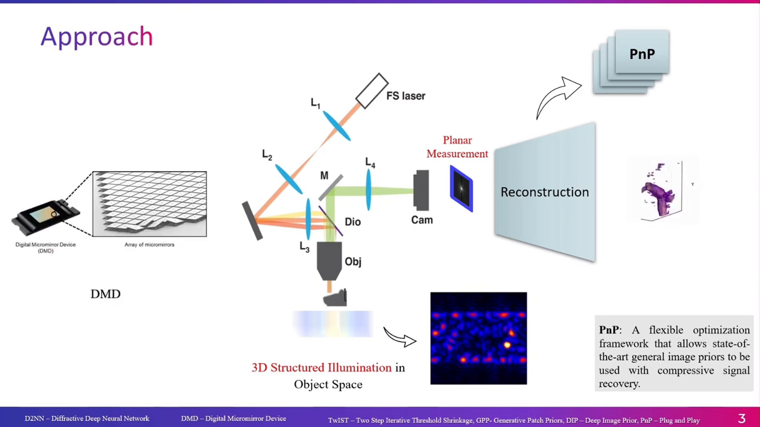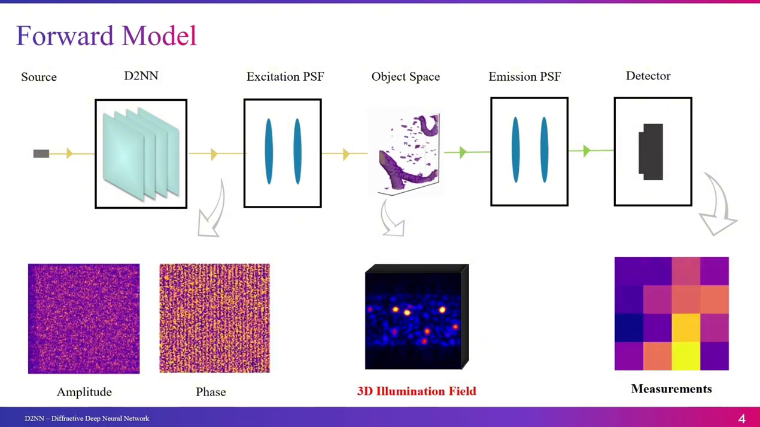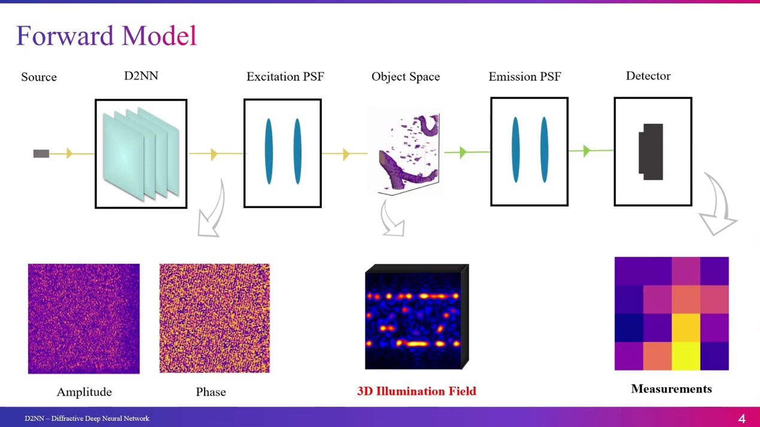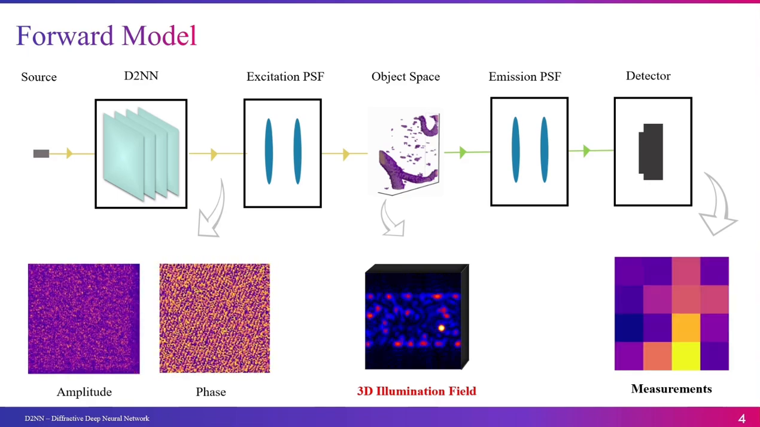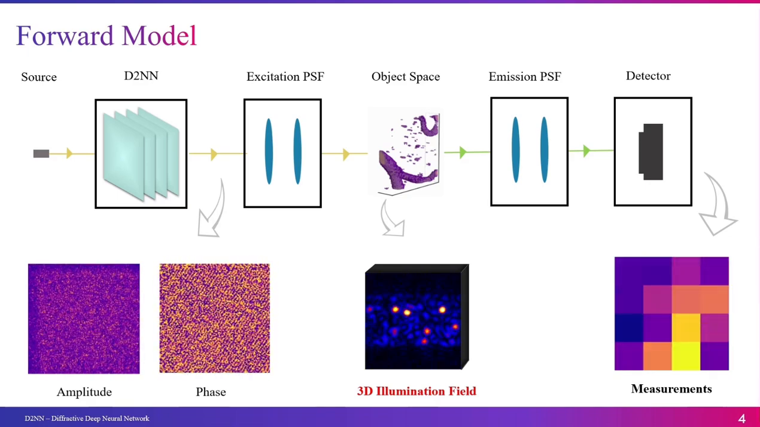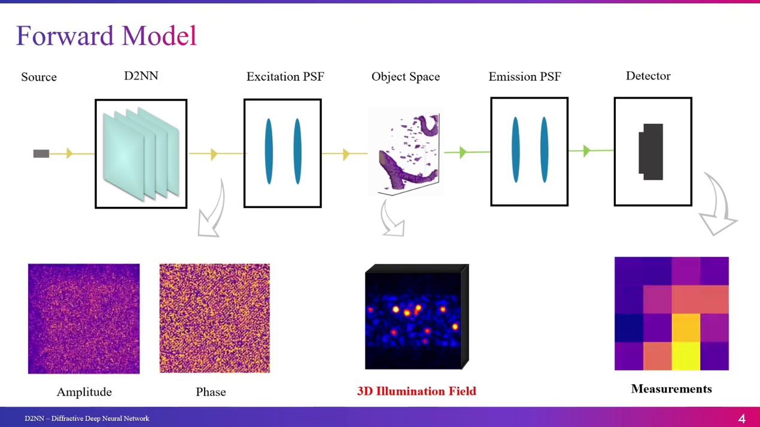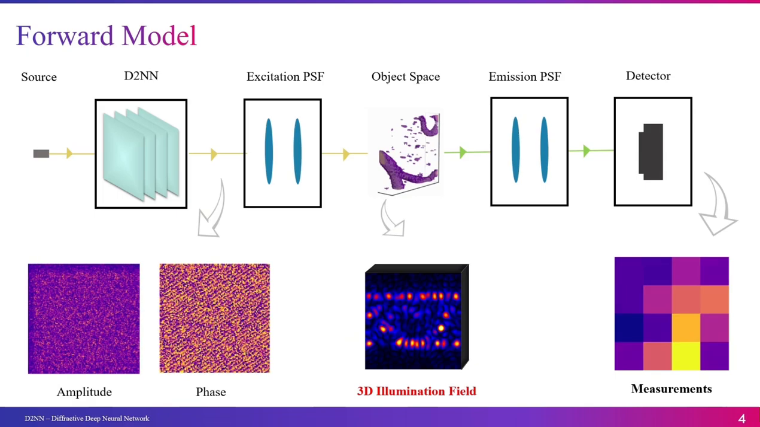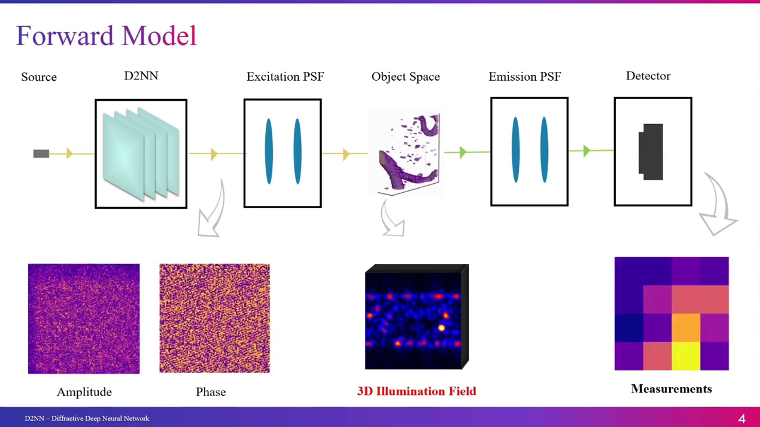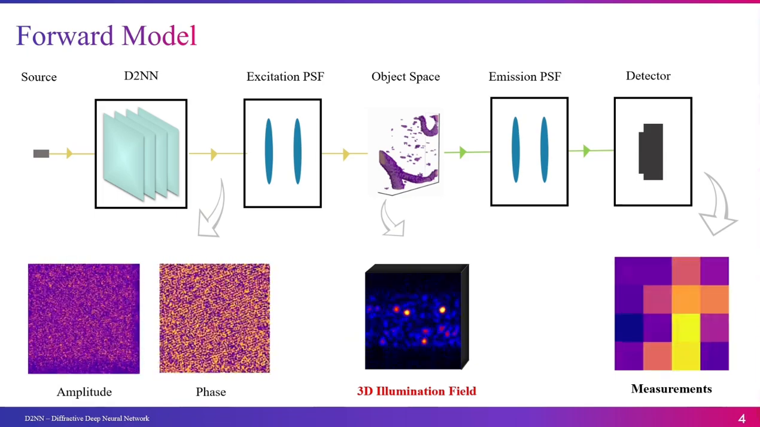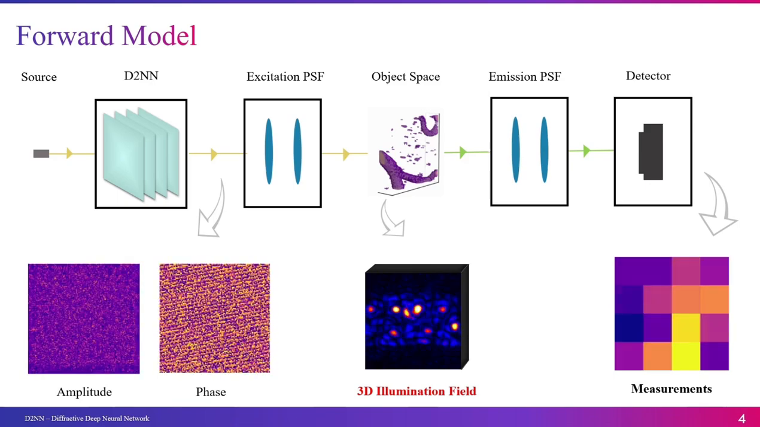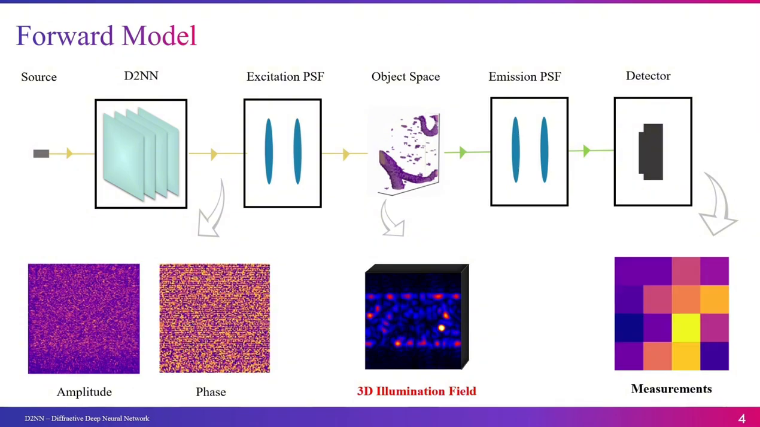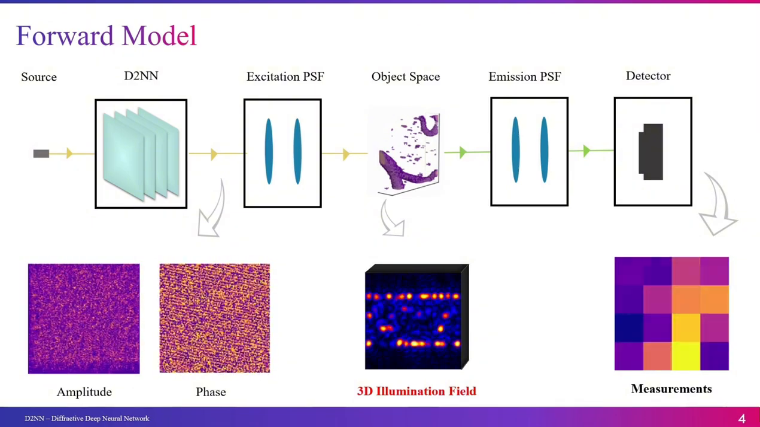The forward model is essential for converting a 3D specimen into a 2D detector image. It employs a vector-based point spread function model to simulate the imaging system's behavior accurately. This process begins with a laser light source illuminating the sample. The light then passes through a digital micromirror device, which consists of tiny mirrors that create structured light patterns. These patterns allow us to capture detailed information from the 3D object.